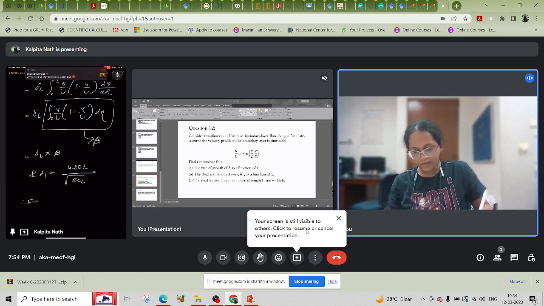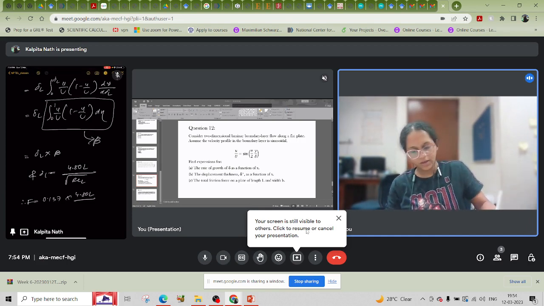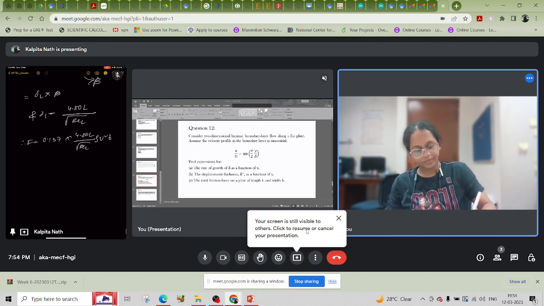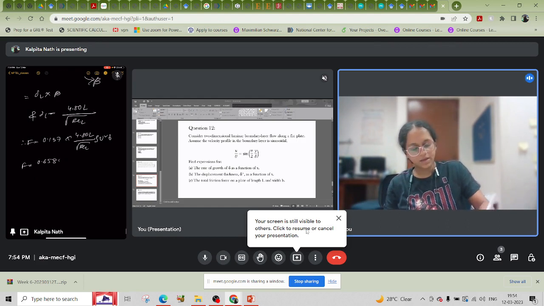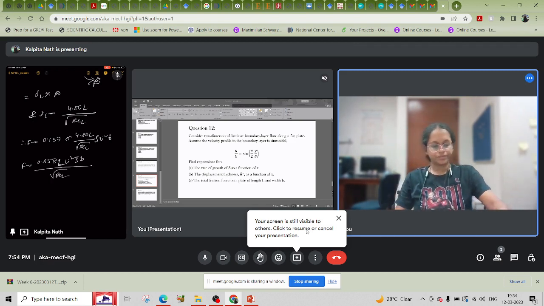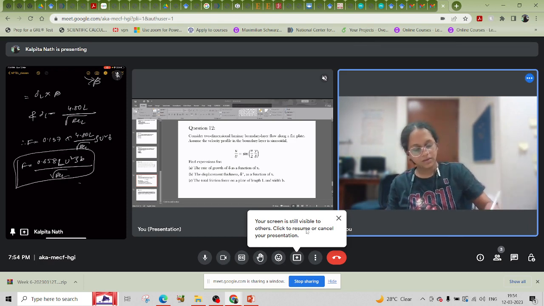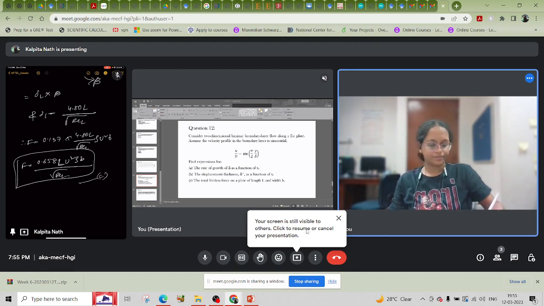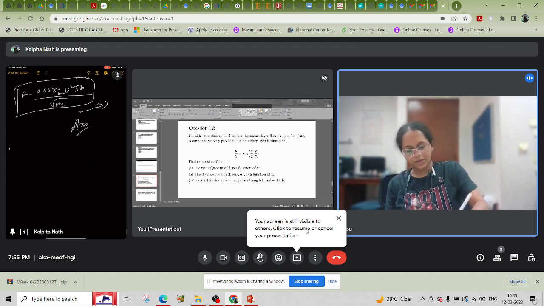Therefore, F is equal to 0.137 times 4.80 L by root over Re L times rho u square b. F is equal to 0.658 L u square rho b by root over Re. Okay, this is the C part. This is the answer to this question. Next we'll proceed to question number 30.